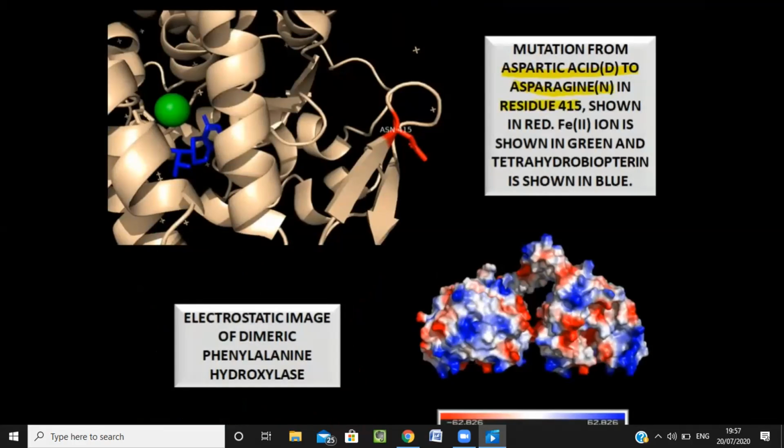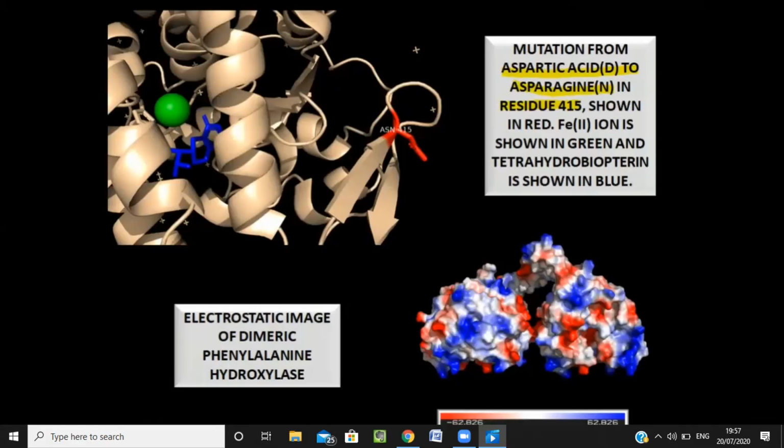Here we can see that the aspartic acid residue 415 has been changed to an asparagine. This is a part of the oligomerization domain of the protein, which extends from residue 411 to residue 452. Therefore, with this mutation, the protein cannot tetramerize, and therefore it cannot catalyze the conversion of phenylalanine to tyrosine. As a result, there is an increase in the concentration of phenylalanine in the blood, and this can lead to phenylketonuria.